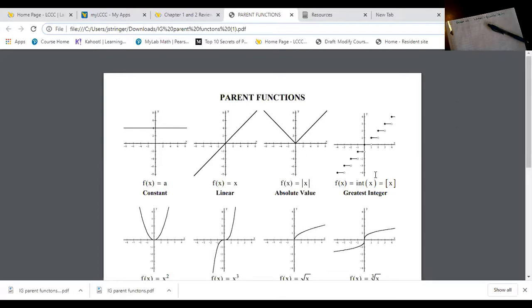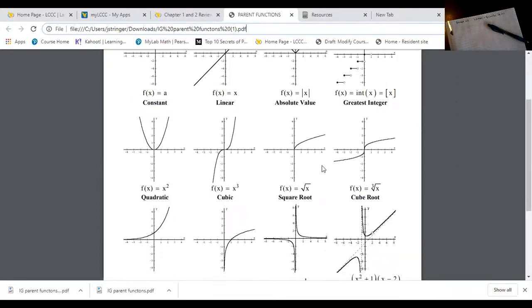We won't do much right now with the greatest integer, but you can still see what that is. We work a lot with the quadratics. This is your parabola. If you were to graph f of x equals x squared, or y equals x squared, this is what it would look like if we just do a table graph. Here's a cubic equation, x to the third. I call it the chair graph because it looks like a chair. The square root: this is the parent function, how it begins before we manipulate it. Cube root, we won't do much with the cube root, but you can still look at it.